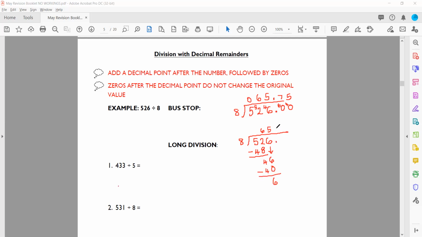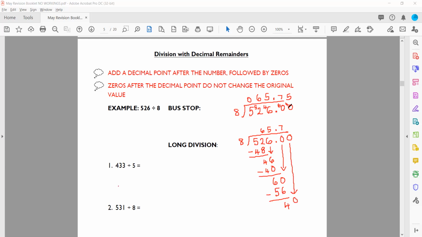And we would still need to put our decimal point in here and here and add our zeros. We can now bring down the first 0, and we have 60. 8 will go into 60 7 times. 7 times 8 is 56. Take that away. 60 take away 56 will give you 4. Bring down the other 0.